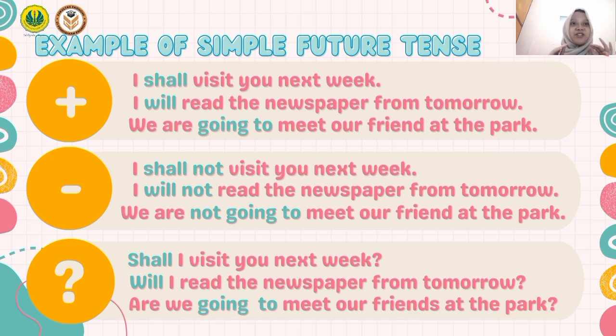And then for the interrogative sentence, we put the auxiliary verb and to be in the front of the sentence. For example, shall I visit you next week? Will I read the newspaper from tomorrow? And then, are we going to meet our friends at the park? So, this is an example. I hope you all understand what I explained.